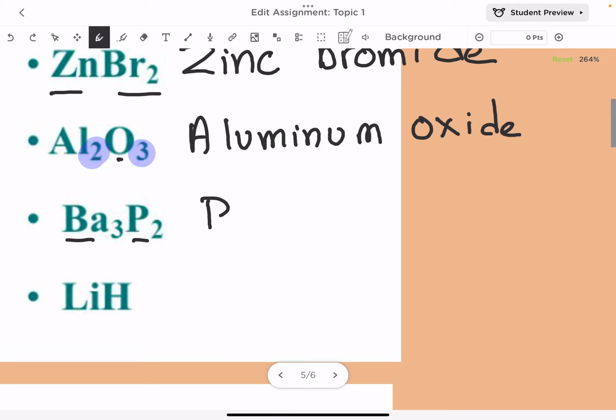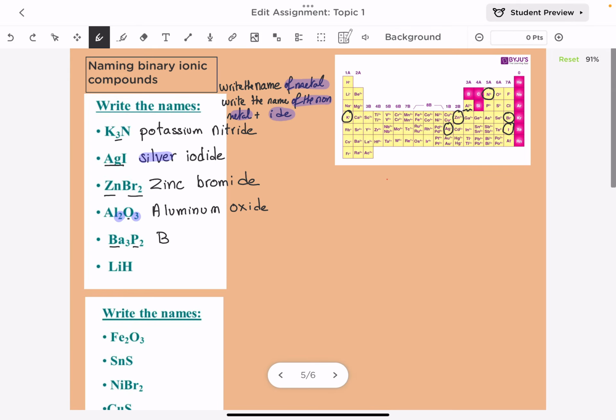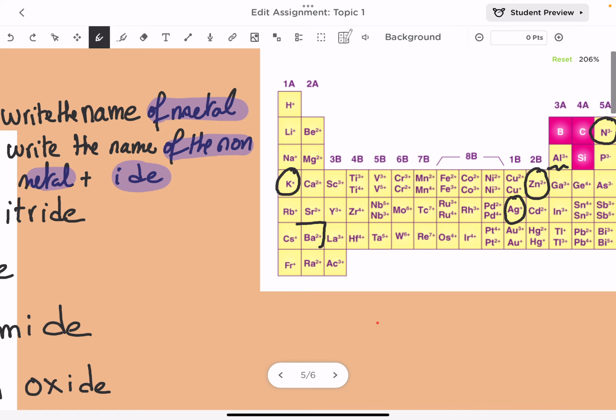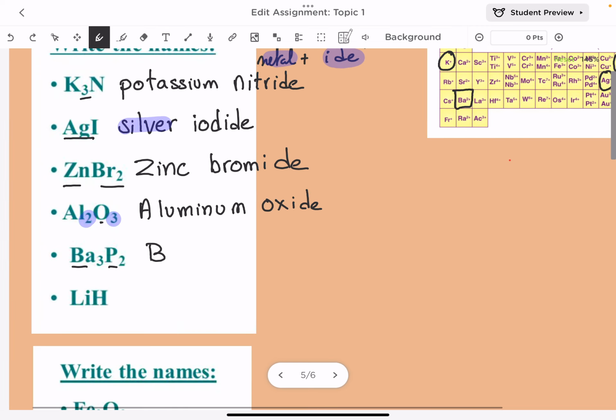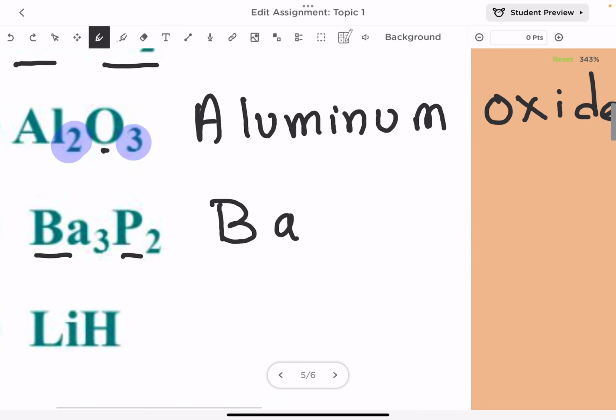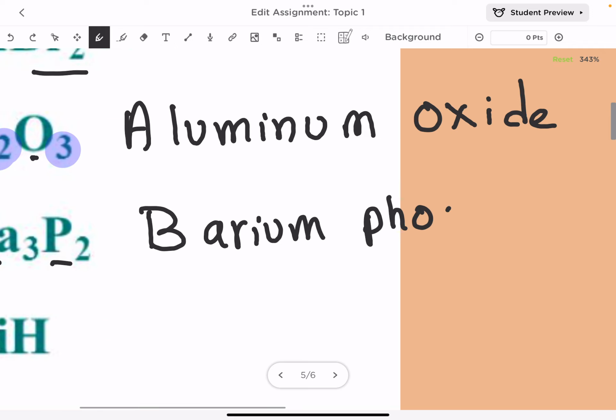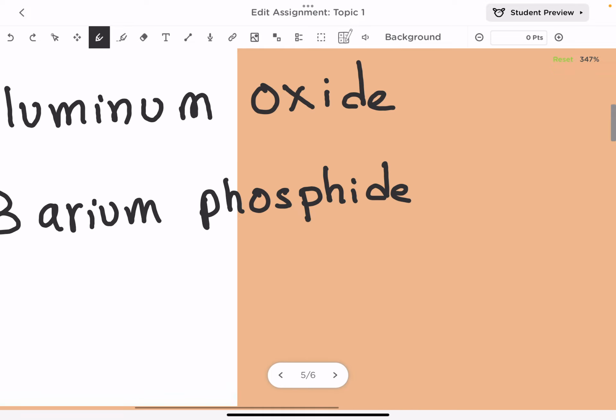Now, Ba is barium. So again, I'm going to show you that barium belongs to group 2. It has a fixed positive charge, and the phosphorus belongs to group 15. It has a fixed negative charge. So the name is going to be barium. Instead of saying phosphorus, I'm going to write phosphide.